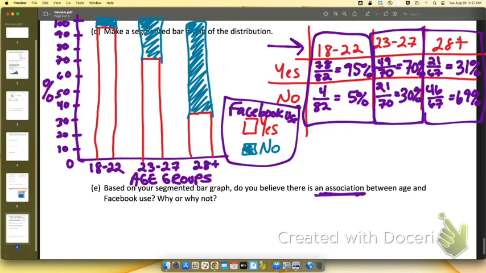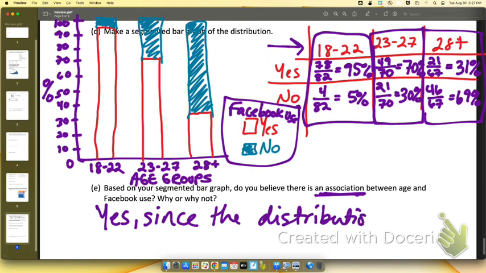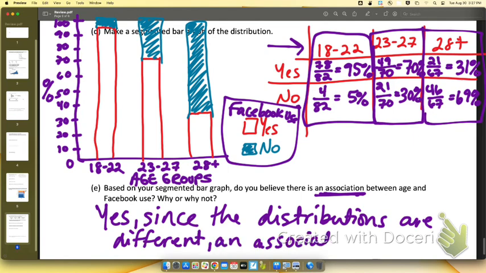Do you believe there is an association between age and Facebook use? So when I look at my segmented bar charts, there is definitely a difference. If I'm in the lower age group, probably pretty likely that I am using Facebook. If I'm in the 28 plus age group, probably a pretty good likelihood that I'm not using Facebook. So there appears to be an association between what your age is and whether or not you use Facebook. So the answer here would be yes, since the distributions are different, an association likely exists.